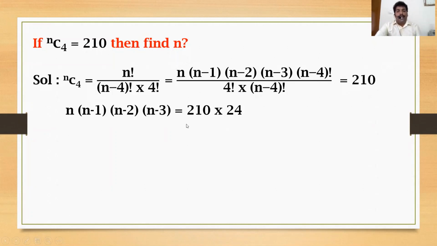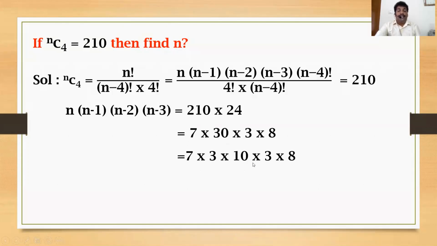On the right hand side, 210, I'm writing as 7 into 30. 7 3s are 21, so 7 30s are 210. And 24, 3 8s are 24. Next, 30, 3 10s are 30, so I'm writing 3 into 10. In the next step, 3 into 3 is 9. I'll write 10 into 9 into 8 into 7, because on the left hand side there are 4 consecutive factors: N into (N minus 1) into (N minus 2) into (N minus 3). So the right hand side also has 4 consecutive factors, 10 into 9 into 8 into 7.